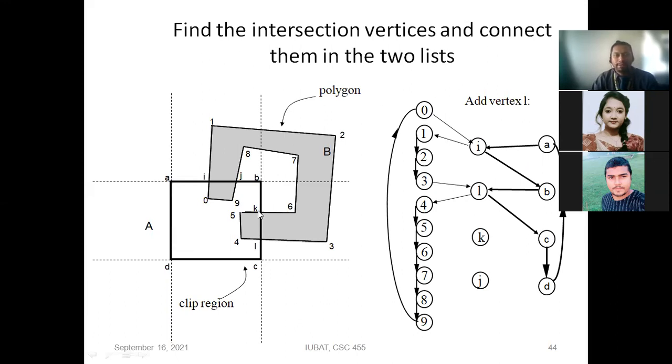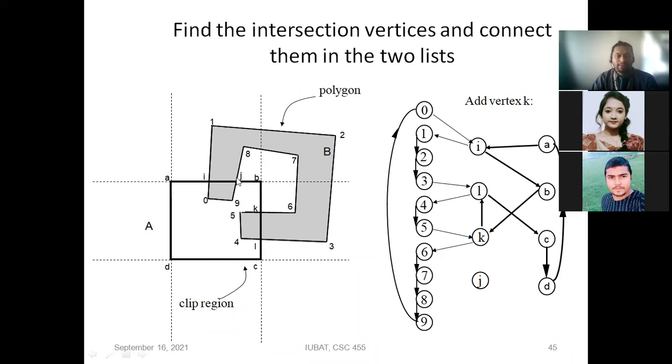Now adding K, for the polygon we will get 5 to K, K to 6, the others are remaining. For this window, it will be A to I to B, then B to K, and K to L. So there is a change, as you can see that it was B to L directly. Now it has been broken down to B to K and K to L. So it is now B to K, K to L, L to C, C to D, and D to A.